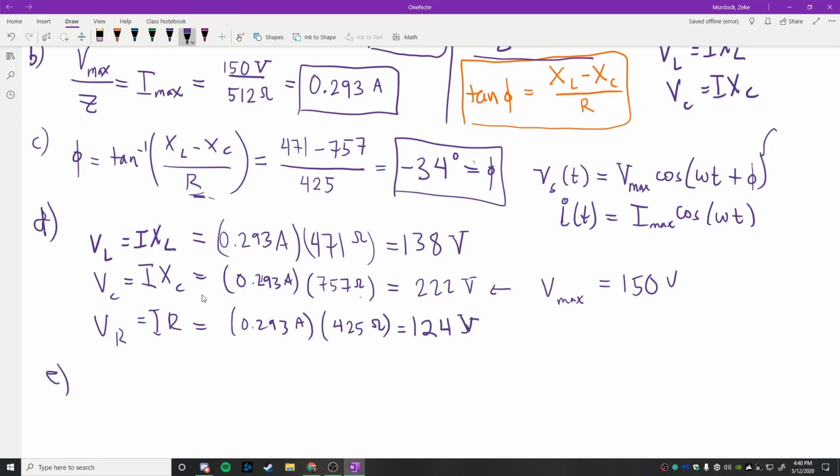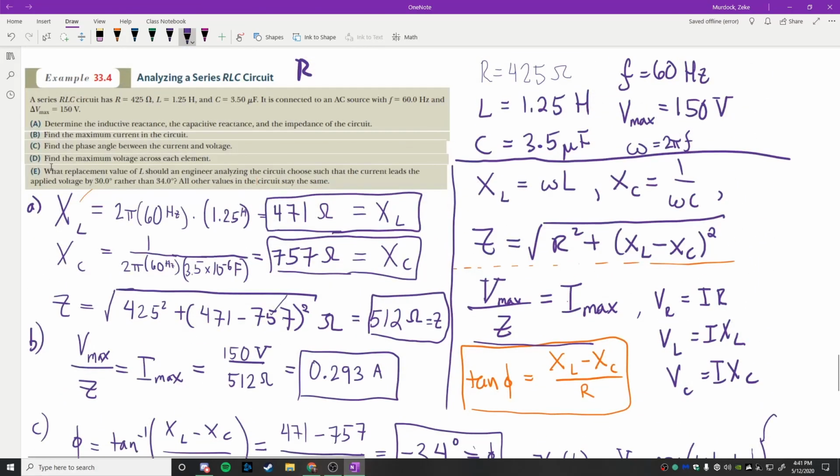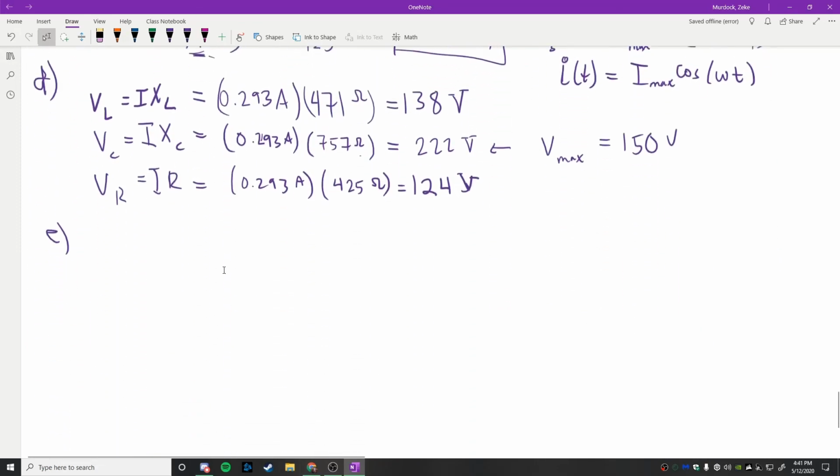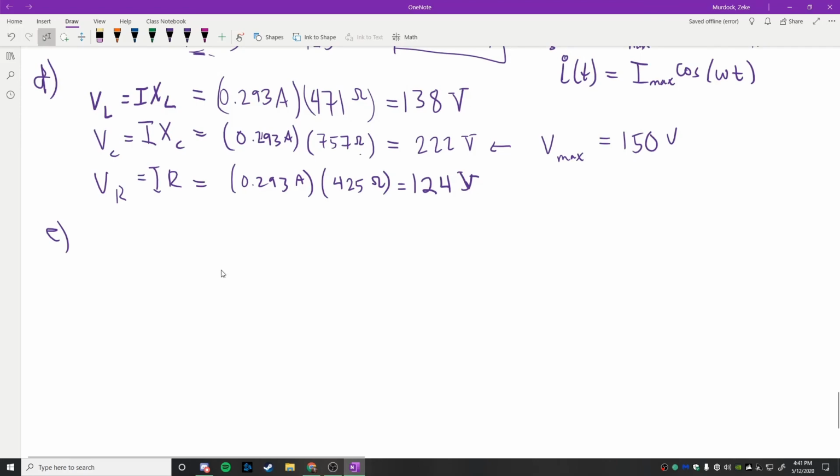Okay, and then part E. What replacement value of L should an engineer analyzing the circuit choose such that the current leads the applied voltage by 30 degrees instead of 34 degrees, with all their values in the circuit staying the same? So if we want to do that, then what we're really solving for is this equation, where we want to force the phase angle to be 30 degrees, and we know that tan of phi is equal to XL minus XC divided by R. So what we can do is solve this for XL, right?